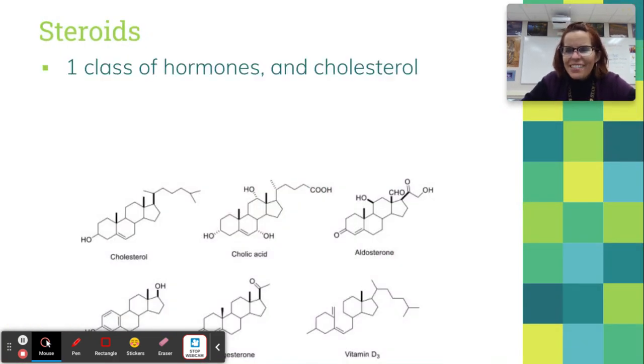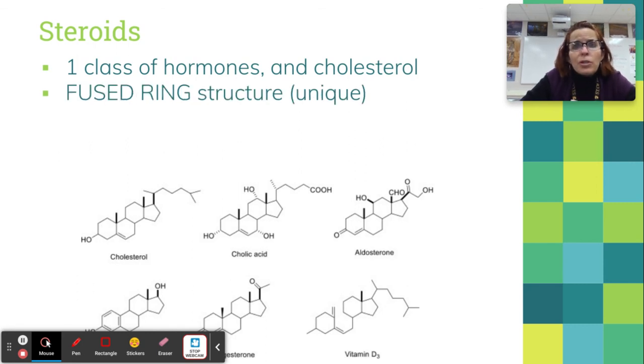All right, and then the last category of lipids, yes, we're on the last page, everybody, are called the steroids. The steroids, one of the class of hormones is a steroid, and then cholesterol is also a steroid. So I've got some images here of what the steroids look like. I want you to pay really close attention. This particular structure is what they call a fused ring structure.